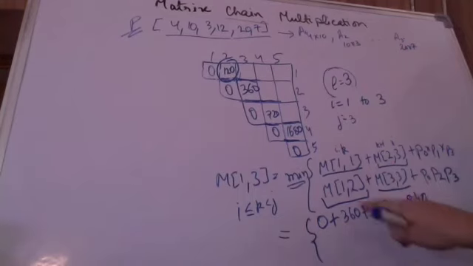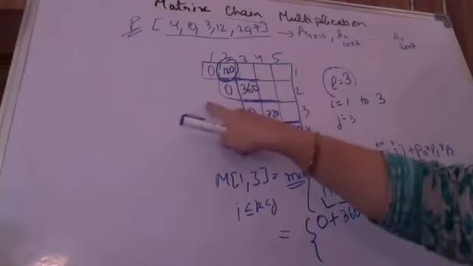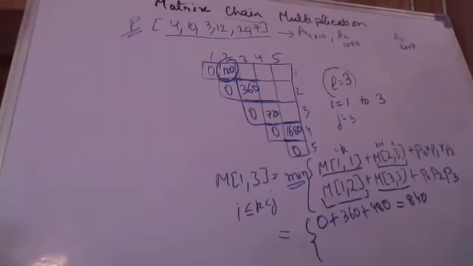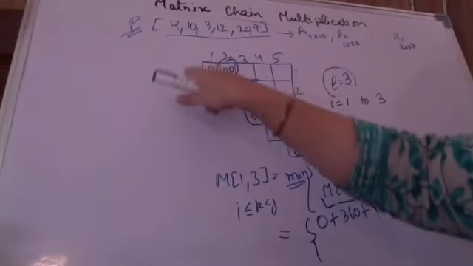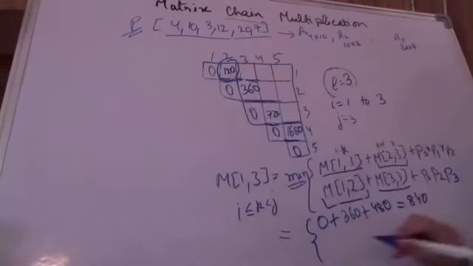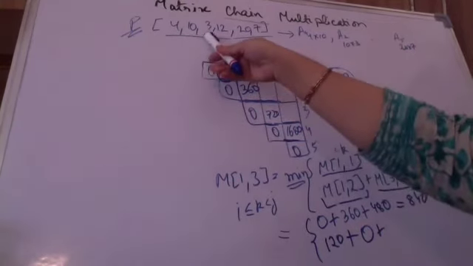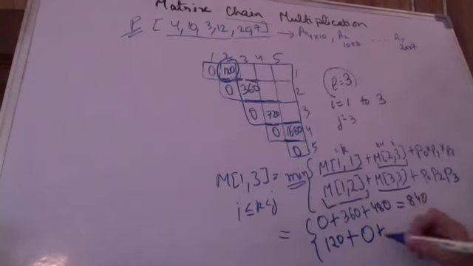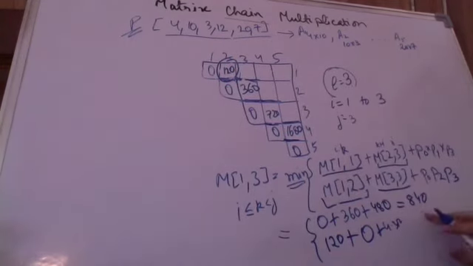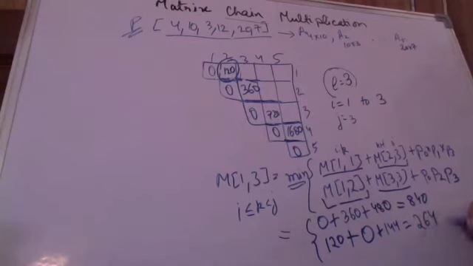And the next value here is M1 to M1. M12 is the first row, the second column, the value is 120 plus M33 is 0 plus P0 into P2 into P3, 4 into 3 into 12. This is 4 into 3 into 12, which comes out to be 12 into 12, that is 144. The total calculation comes out to be 264. The minimum of these two is certainly 264.